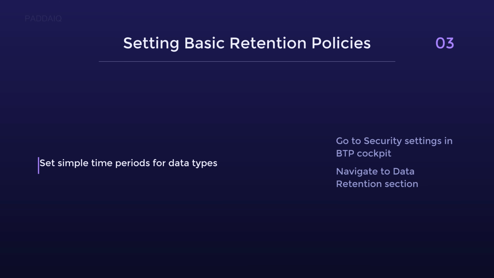Set simple time periods for data types. This means defining how long specific data, like customer records or logs, should be kept before automatic deletion. For instance, you could set application log files to be retained for only 90 days to manage storage costs. This basic policy helps ensure data is managed efficiently without manual intervention.